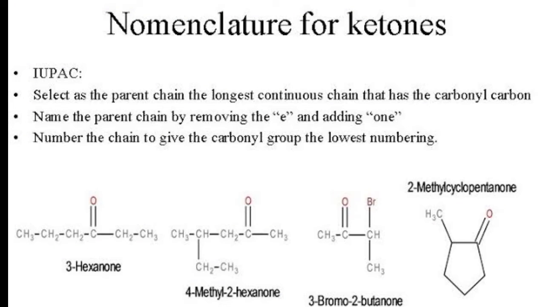The nomenclature of ketones. The International Union of Pure and Applied Chemistry, or IUPAC, name of a ketone is derived by selecting as the parent the longest chain of carbon atoms that contains the carbonyl group. The parent chain is numbered from the end that gives the carbonyl carbon the smaller number. The suffix "e" of the parent alkane is changed to "one" to show that the compound is a ketone.